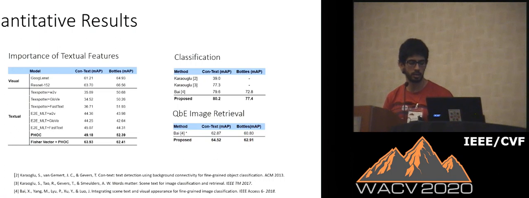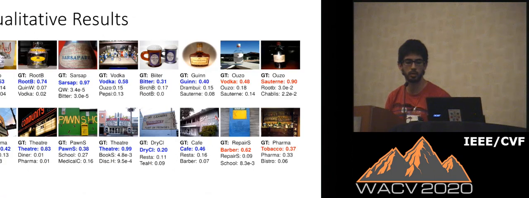We can see clearly in the table that the PHOC and the PHOC plus the Fisher vector pretty much surpass every other embedding mechanism. We achieve state-of-the-art in the classification task, and in the query by example image retrieval compared to other state-of-the-art approaches.